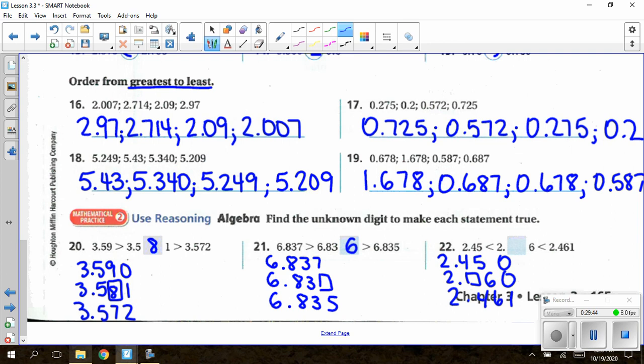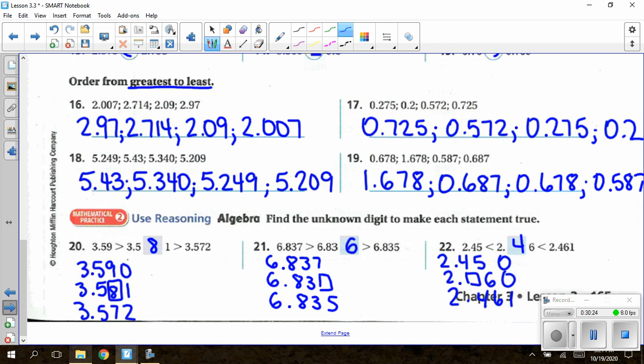So because I have less than, I need to figure out what my missing number would be and still keep it less than. So I know that the 2 and 45 hundredths is supposed to be the smallest number. So if I have 2 and 450 thousandths, and then 2 and something 160 thousandths, and then 2 and 461 thousandths, I know that I need to keep the tenths digit all fours, so that way I am comparing the hundredths digit. So my missing number is a 4.